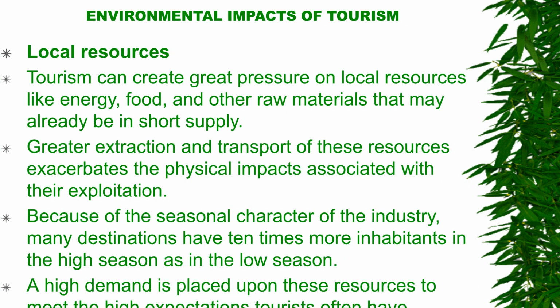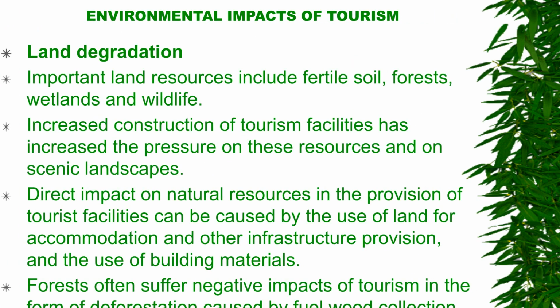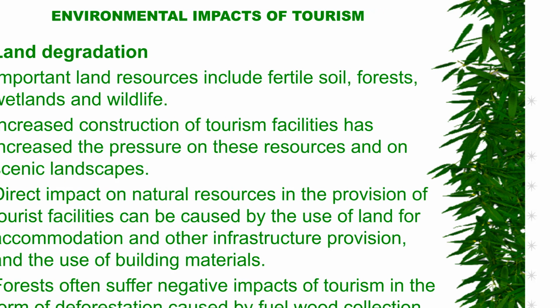Tourism also puts pressure on local resources like energy, food, and raw materials. Seasonal population spikes at destinations increase demand on resources, often to meet high tourist expectations. Land degradation is another significant impact. The construction of tourism facilities and infrastructure places pressure on fertile soil, forests, wetlands, and wildlife. Deforestation for fuelwood and land clearing, often linked to tourism, further degrades the environment.